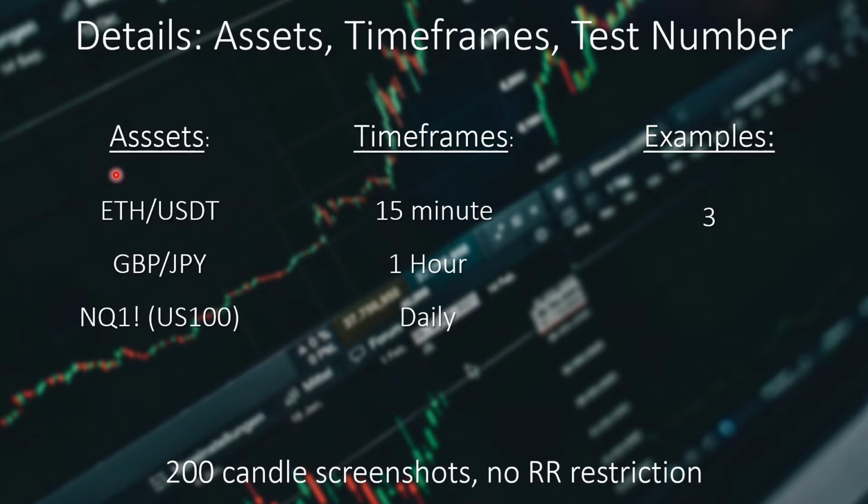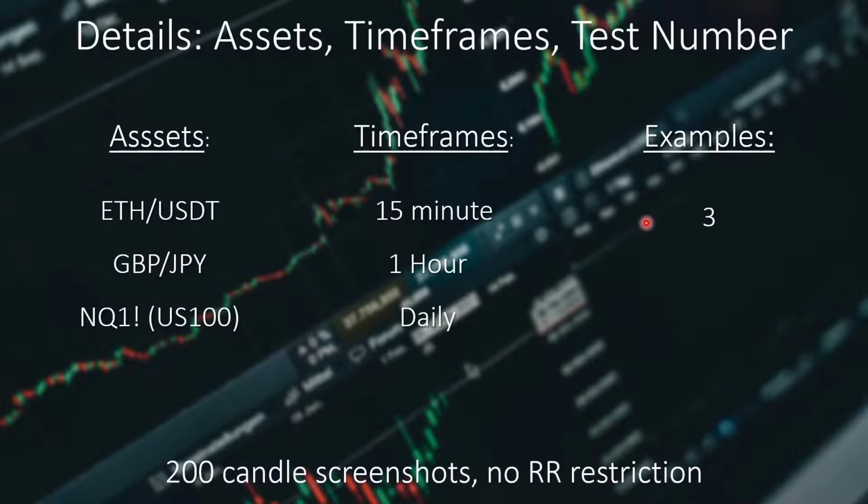For assets, this time, instead of BTC-USDT, I chose ETH-USDT. Instead of EUR-USD, I chose GBP-JPY. And instead of the SPY or S&P 500, I chose NQ1 or the US 100. The timeframes are the same as in the part 1 video. We are testing 15-minute, 1 hour, and daily.